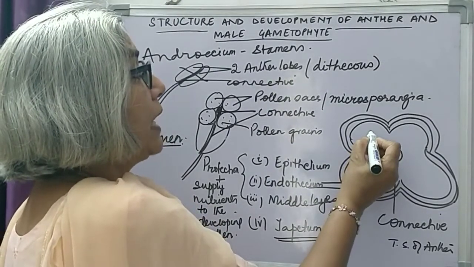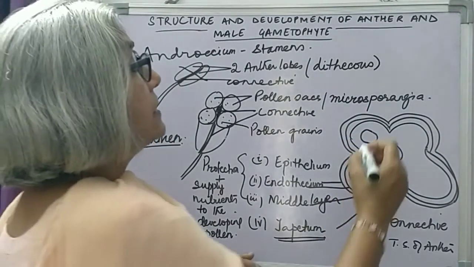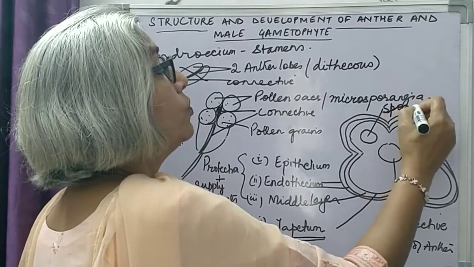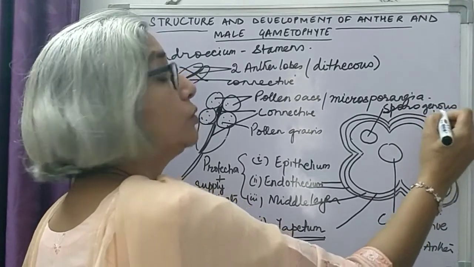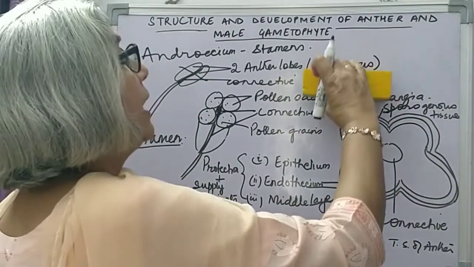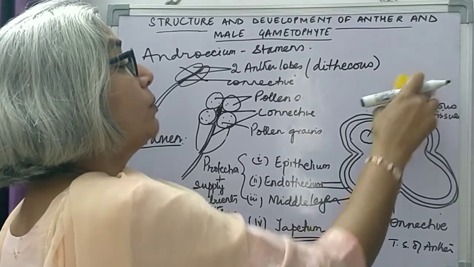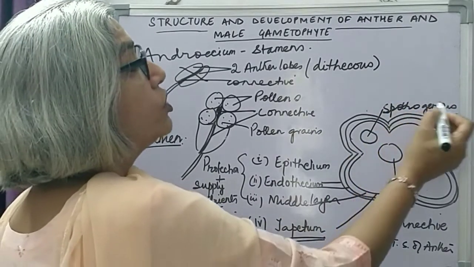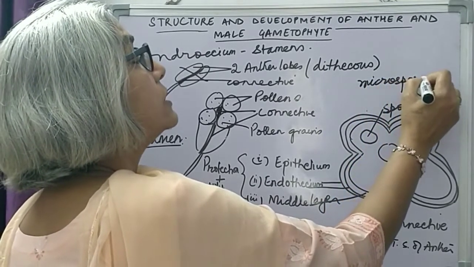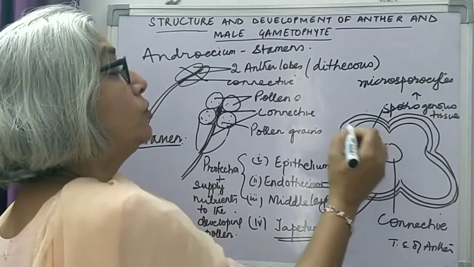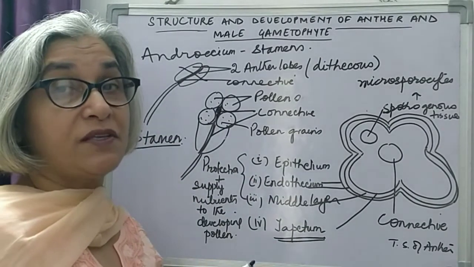In each pollen sac, in the center is a special tissue which is compactly packed and is called the sporogenous tissue. This tissue is made up of compactly packed cells with dense cytoplasm. They are also called the microsporocytes.